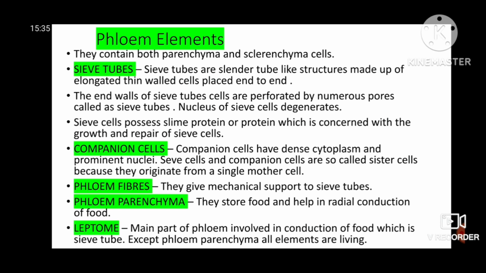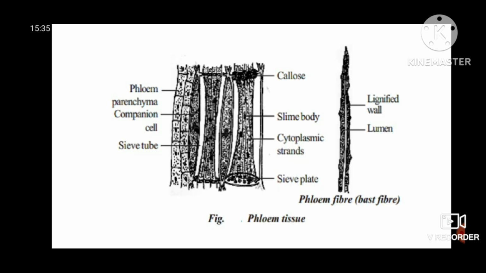Leptome is the main part of phloem involved in the conduction of food, which is the sieve tube. Except phloem parenchyma, all elements are living. Here, except phloem parenchyma, all elements are living. The rest, phloem parenchyma, is dead. So you can see here the phloem tissue: phloem parenchyma, companion cell, sieve tube, which is very important, slime body, cytoplasmic strands, sieve tubes, lignified walls, lumen.